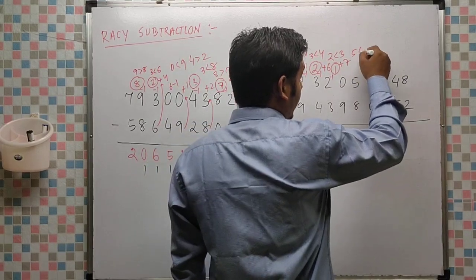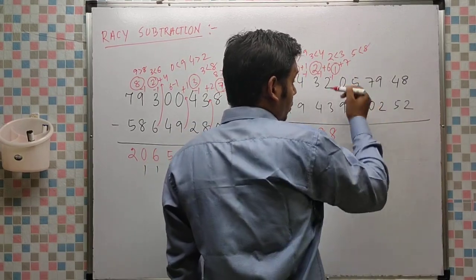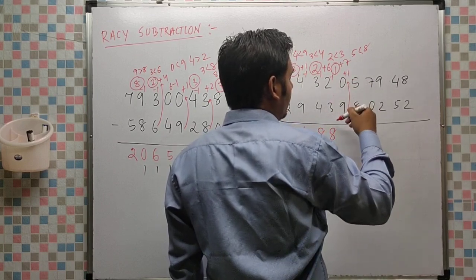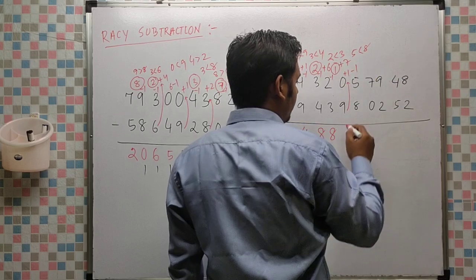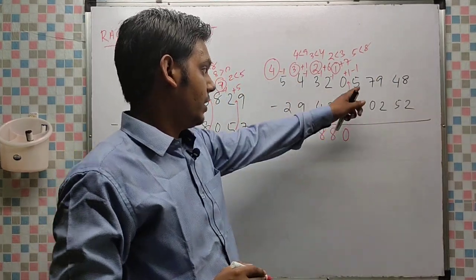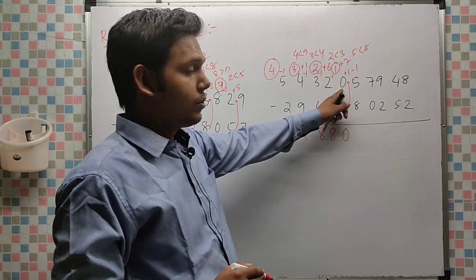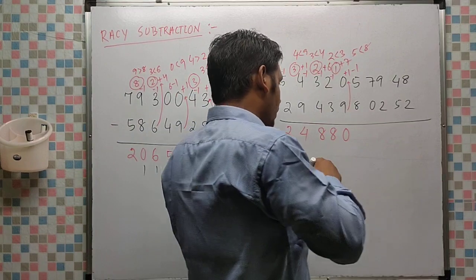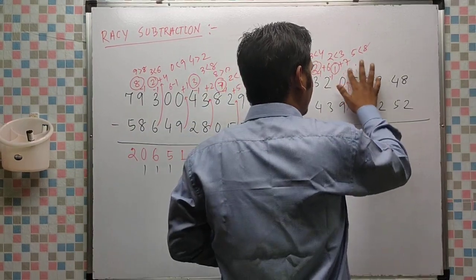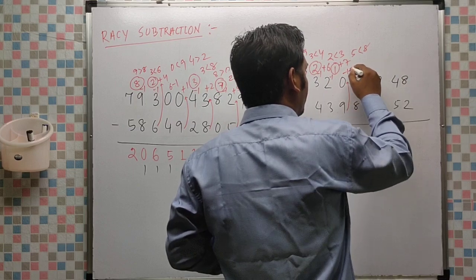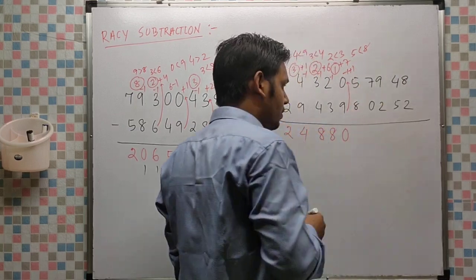5 is less than 8. Now 0 minus 1 we cannot do. So what we will do? We will add the complement of 9, that is 1, and minus 1. 1 minus 1, that is 0. Because 5 is less than 8, we have to subtract 1 from this number. 0 minus 1 we cannot do. Or simply you can do like this also. Simply you write minus 1 and 9 complement will be added. Minus 1 plus 1, that is 0.